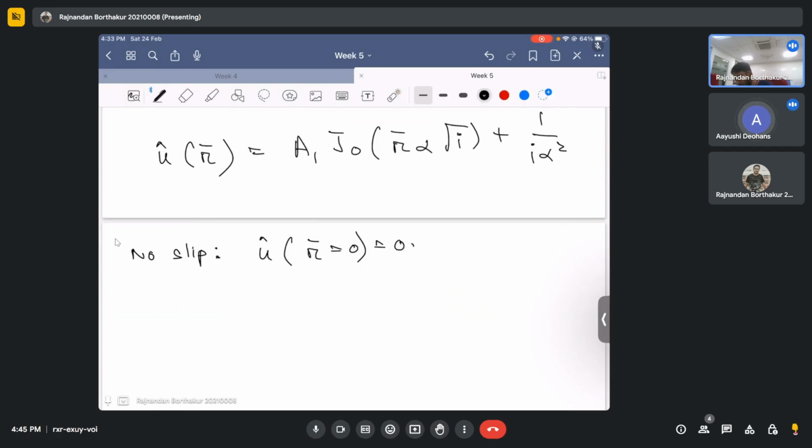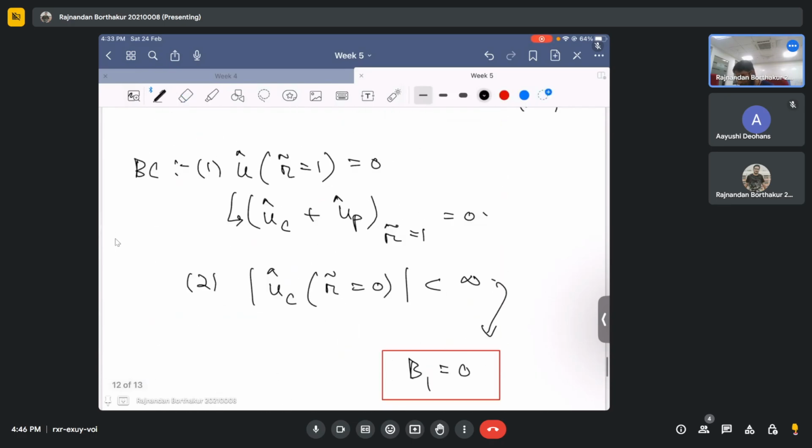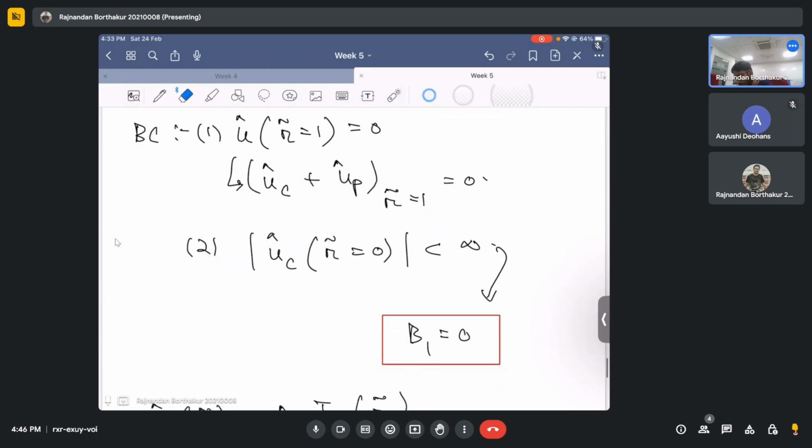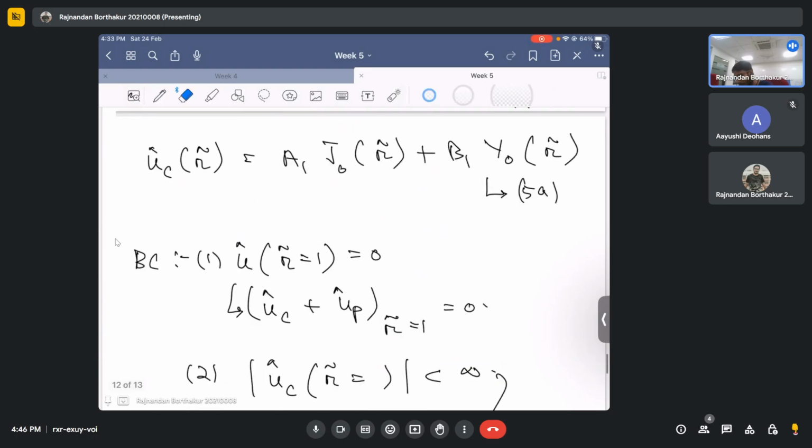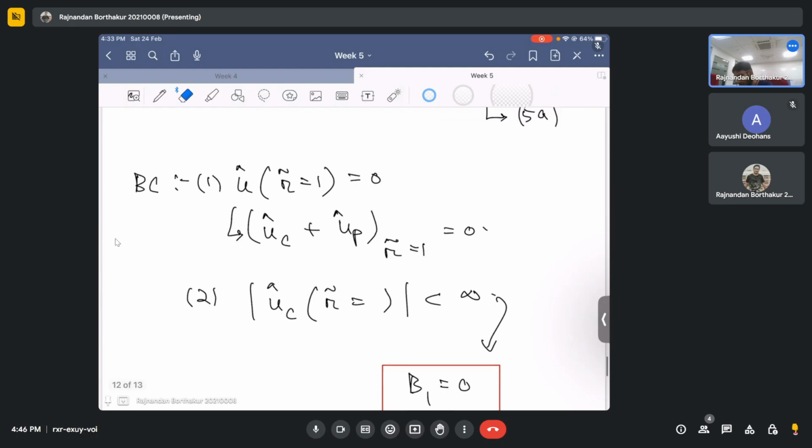Yeah, tell me. R bar equal to 1, right? The no slip condition, yes, r bar equal to 1. Yes, thank you. Yeah, did I write 0 somewhere? This should be r bar equal to 1. So when r bar is 1, this becomes equal to 0.